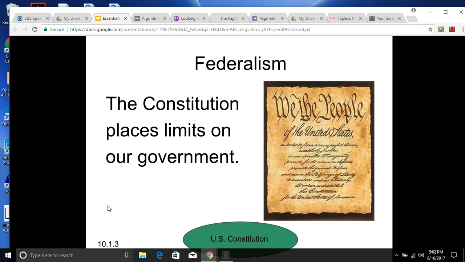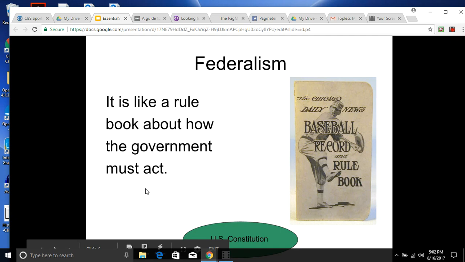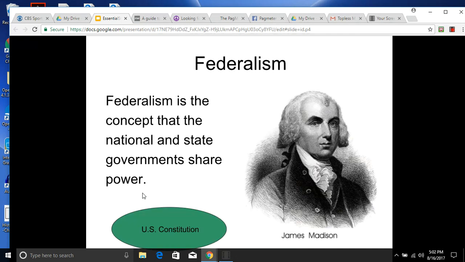Our Constitution places limits on our government. It's like a rule book about how the government must act. So the purpose of the Constitution is to give rules to government so that the government doesn't just run wild.